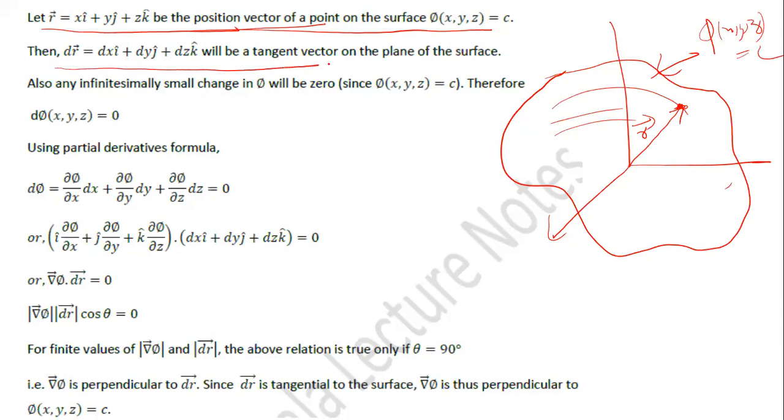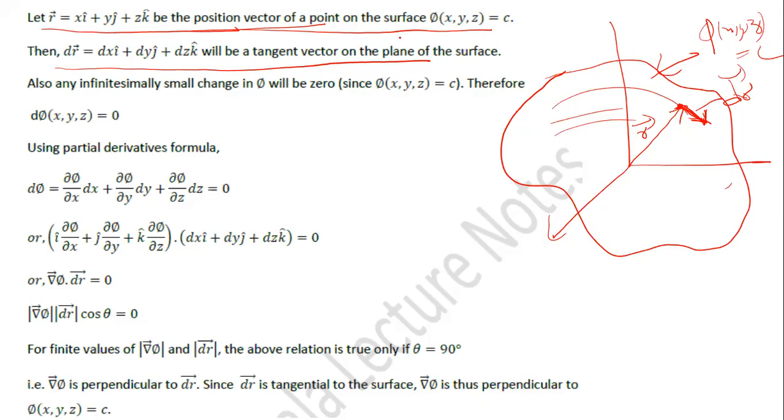Dr will be a tangent vector to the plane of the surface. So if you take a dr vector here, so if we move to another point on the surface, dr vector will be a tangent, or it will be parallel to the plane of the surface. Okay, tangent to the plane means it will be a vector which is parallel to the surface.